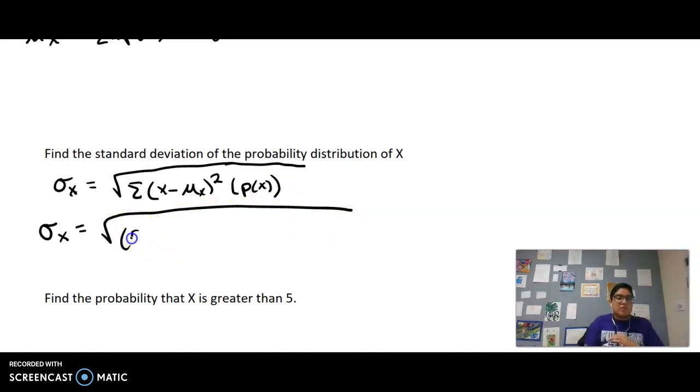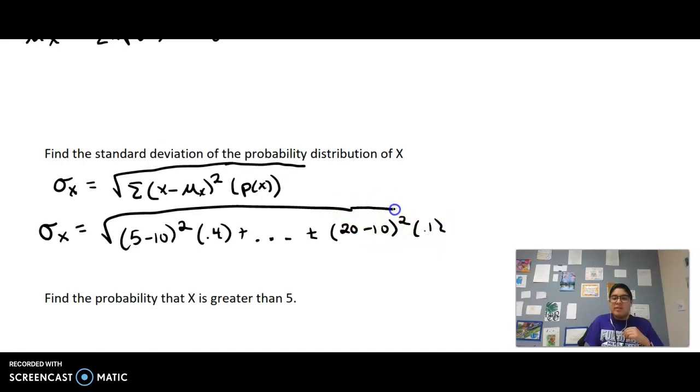So the first observation was 5, so (5 minus 10) squared times that probability, 0.4. And I can skip the middle two, and this ellipsis here just means there are more values. And then at the last one, that's going to look like (20 minus 10) squared times the probability of 0.1. If I were to put this into a calculator, I would get 5 for my standard deviation. So in the long run average, observations tend to differ from the mean by about 5 units for this distribution of x. So that's just an example there of different variations.